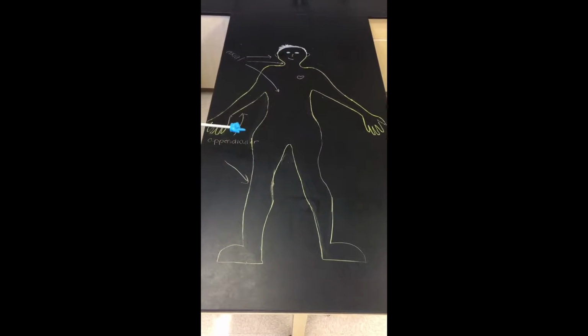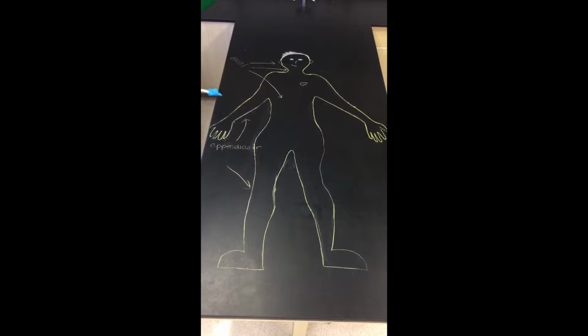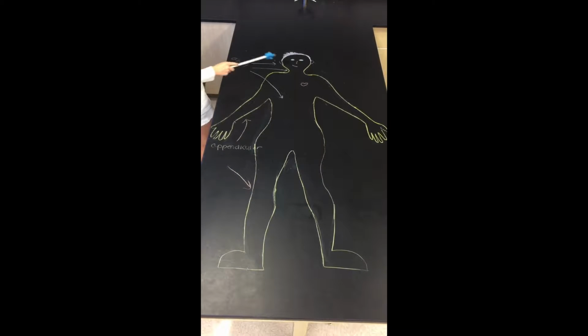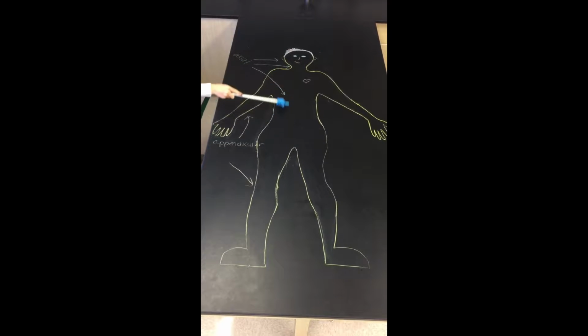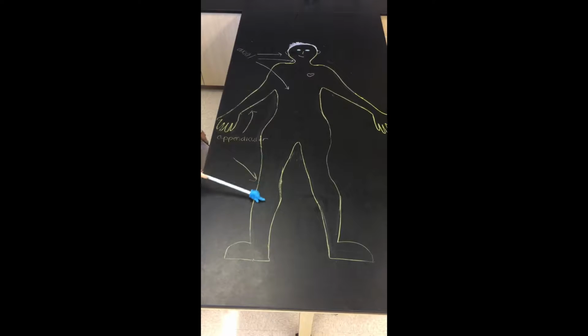So our person is in anatomical position with their thumbs facing out and their palms facing forward. This is the axial skeleton, the head, the neck, and the trunk. And then the appendicular skeleton consists of the arms and the legs.